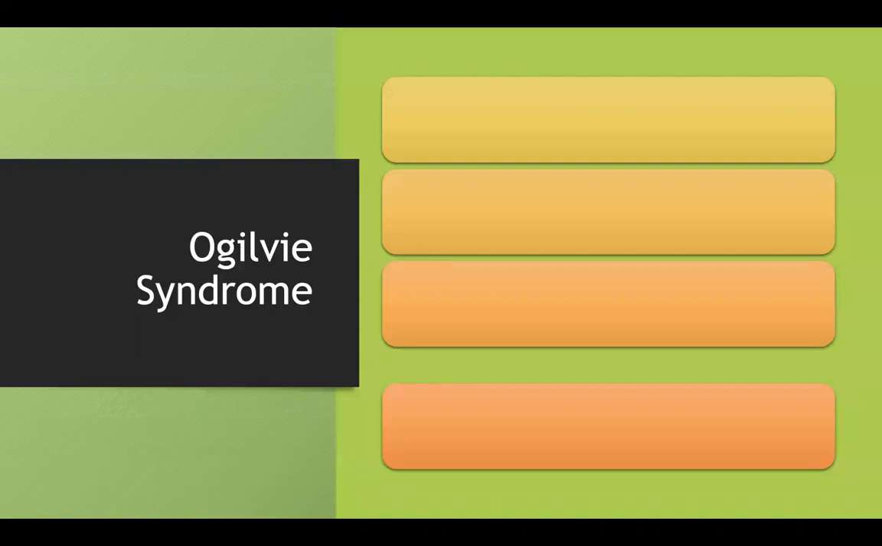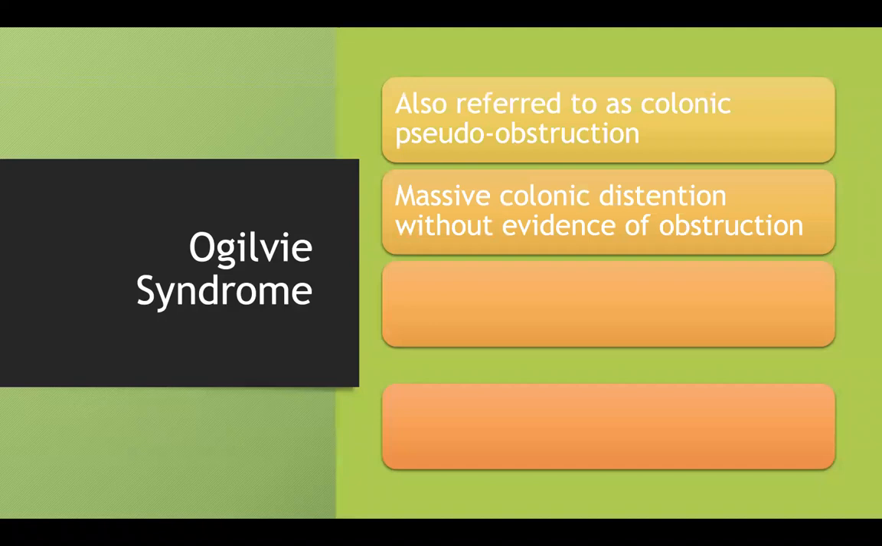Ogilvie syndrome sounds somewhat familiar, but they'll give you some key differentiating factors in the question stem if they want you to pick this one specifically. So this is called colonic pseudoobstruction. It's typified by massive colonic distension, but no evidence of obstruction. And what I want to point out here is that the disease exclusively affects the colon, whereas in ileus, it affects both the small intestine and colon.